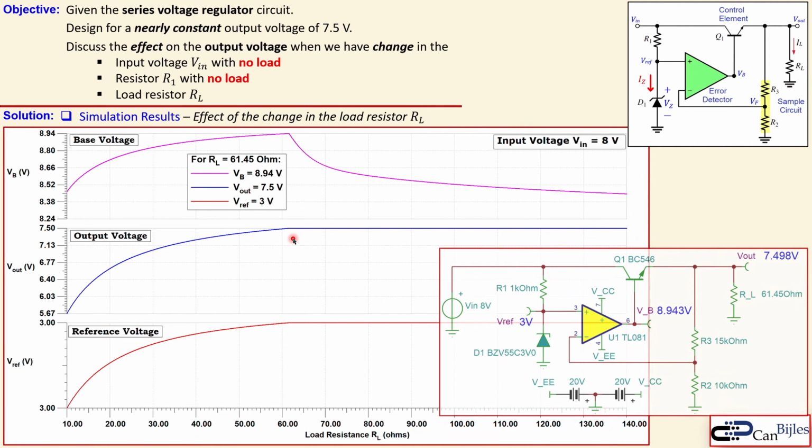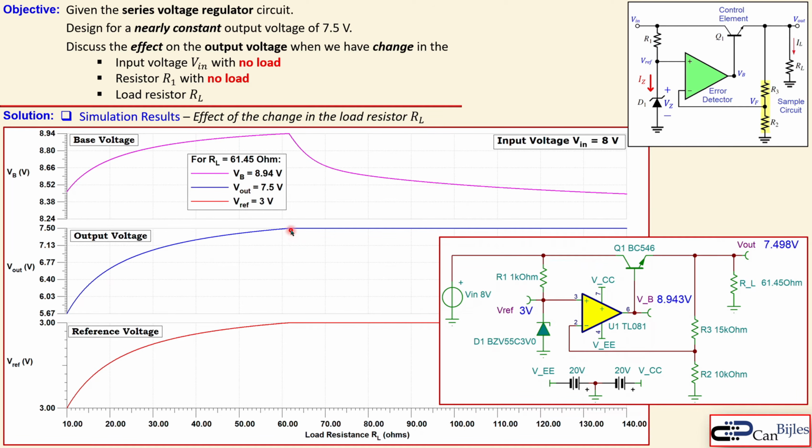Okay, now we see also here the plot again for the extreme case, where you see here the 61.45 ohms. It's actually what you see here. Now again, the reference is still 3 volts, so that's not changing. Again, the input is the same as before, so 8 volts. And now you see here indeed that this is almost 7.5, and you see also here this 8.94 volts. That's also what we have discussed here in these plots.